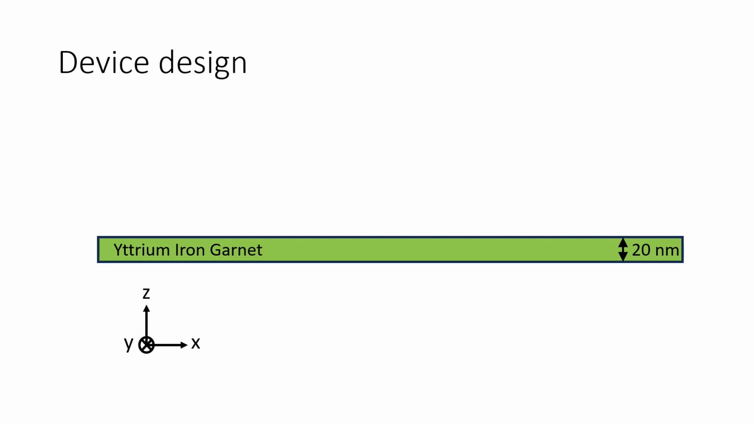Then, we place a cobalt iron boron stripe on top of the yttrium iron garnet film. This stripe extends to infinity in the positive and negative y directions. The vertical separation between the film and the stripe is 12.5 nanometers. The stripe is 50 nanometers wide and 2.5 nanometers thick.